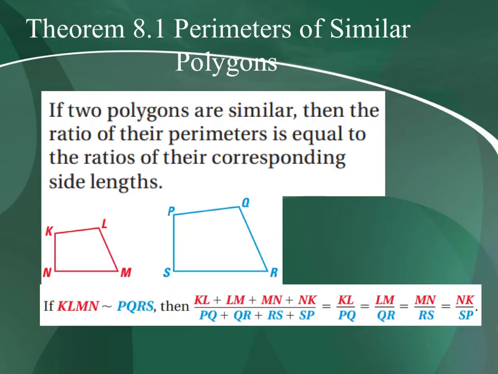So now here's our first theorem of chapter 8. Again, the number is not important. This theorem is the perimeter of similar polygons, and it's basically what we just did. If two polygons are similar, then the ratio of their perimeters is equal to the ratio of their corresponding side lengths. So this is what I had done on that other quadrilateral question. We're just showing that the side length ratio equals the perimeter ratio.